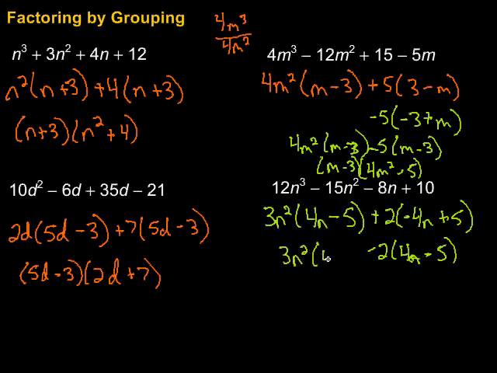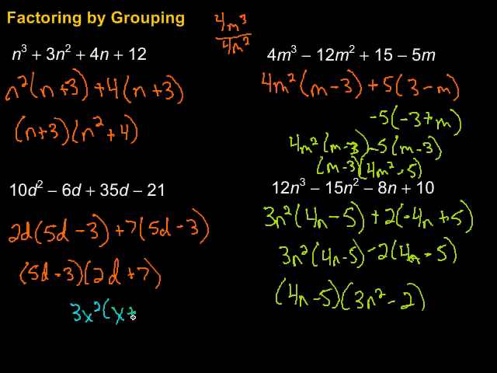Now I've got that 4n minus 5 in both, like so. And there we go. Again, pull it out front. So we've got 4n minus 5 times, what's left here? 3n squared. What's left here? Minus 2, like so. Now, one last thing I want to show you quick before we wrap up this video. Sometimes we might end up with something like this.